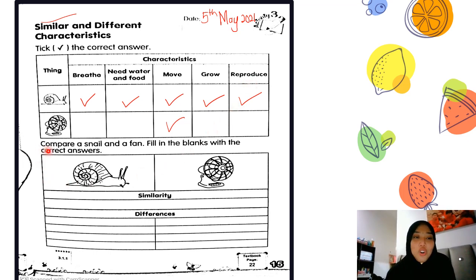So, you compare a snail and a fan. Fill in the blanks with the correct answer. So, this is a snail and this is a fan. So, what is the similarity? Apakah persamaan antara dua? Tengok tick ya, nak ni sama. This one, isn't it? This one. So, you write in the box. Move.